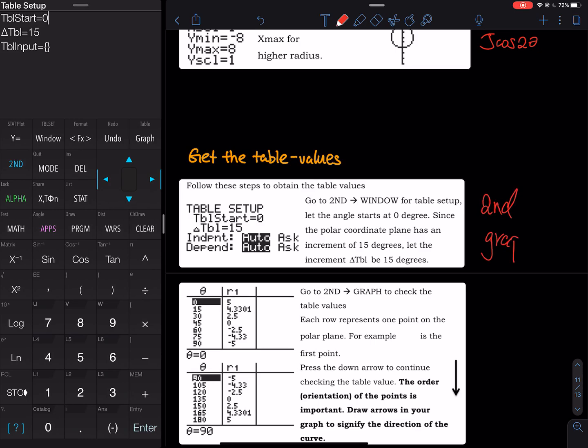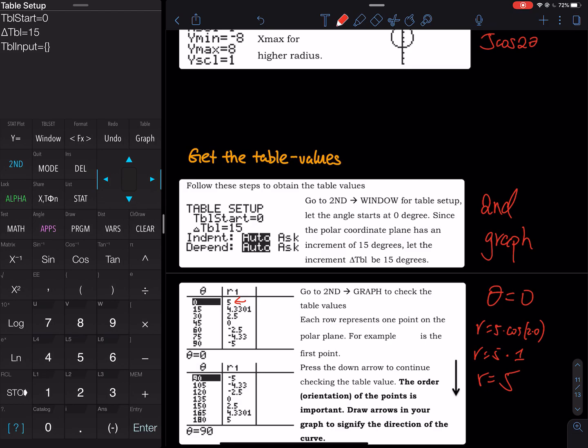What do you see? The word right above the graph, do you see the word table? So second graph brings you to the table, and you will see that the table starts at 0, and then the degree is incremented by 15. And then for each theta, there is an r. So theta equals 0. What does that mean? That means they plug in the value. r is equal to 5 times cosine of 2 times 0. So that means we have r times 1. r is 5 times 1, which is equal to 5. That's how they got the 5 right here.